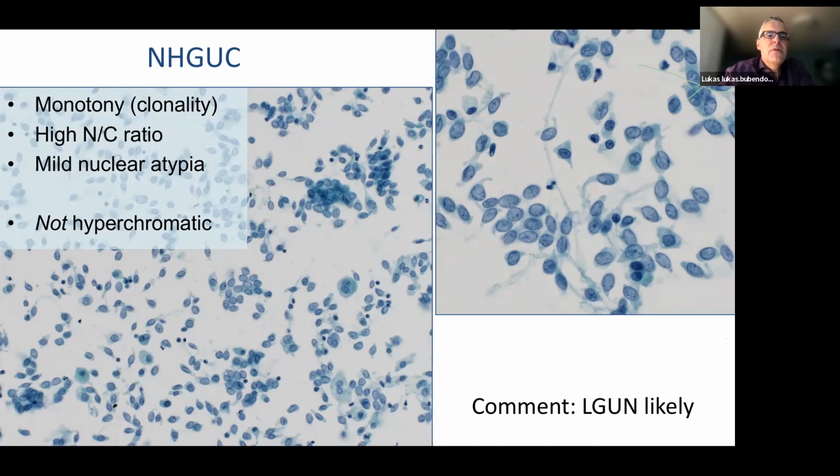Now, what do you see? You see the monotony. All cells look the same. There is increased NC ratio, and there is thickened nuclear membranes, mildly thickened nuclear membrane, but it's certainly not hyperchromatic, and it's certainly not high-grade.